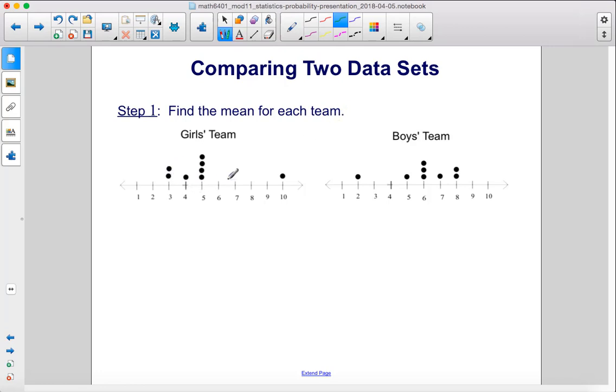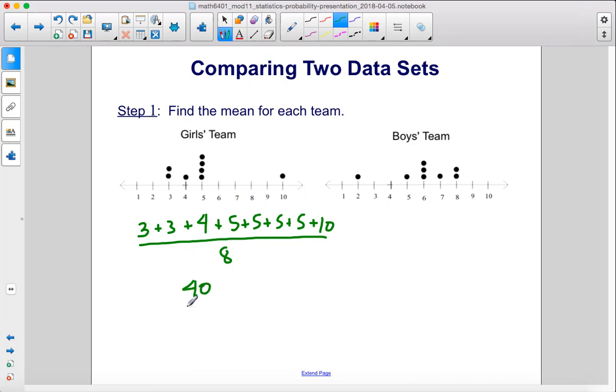Alright, so we're going to add up all of the numbers. So in one game they scored 3, in the next game they scored 3, in another game 4. They scored 5 goals in 4 of the games, so 5 plus 5 plus 5 plus 5, and then in one game they scored 10. And you add those all up and divide it by the number of games, which was 8. And these added together are 40, so 40 divided by 8 gives us 5. So that's the mean for the girls' team.